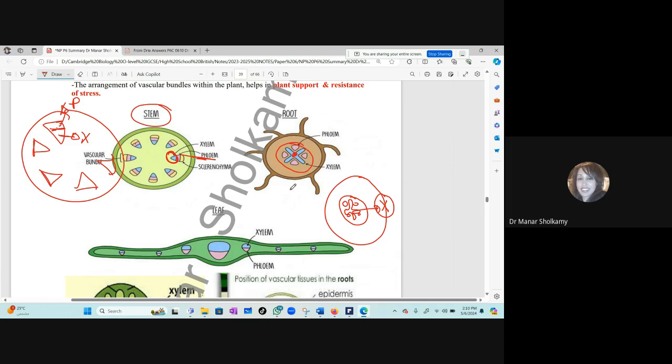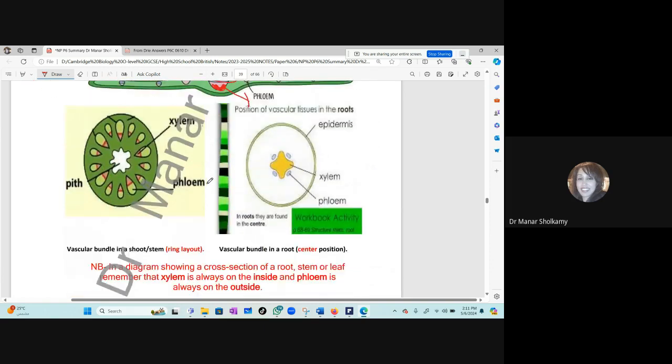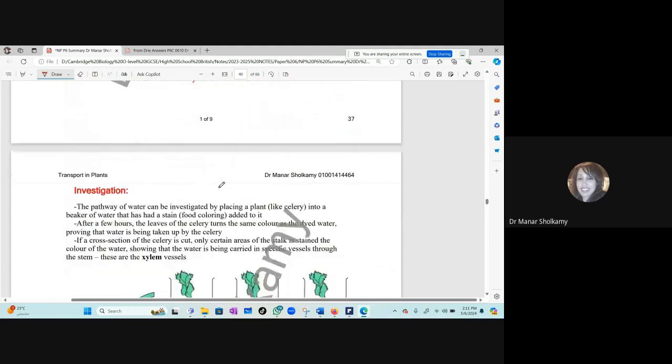It's an organ because it's made up of different tissues that have a particular function. Now, the last organ in the plant is the leaf. This is the cross section of the leaf, and this is the vascular bundle. Where is the xylem? The xylem is always towards the upper surface of the leaf, and the phloem is always towards the lower surface of the leaf. So memorize their locations. Okay?